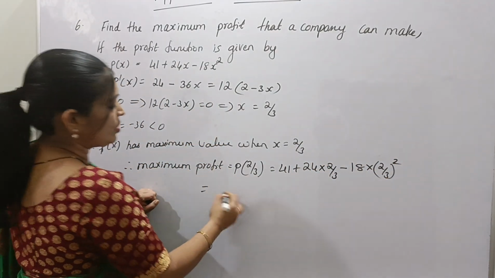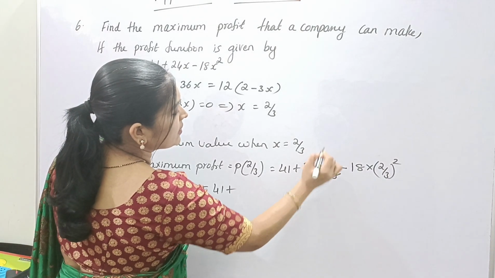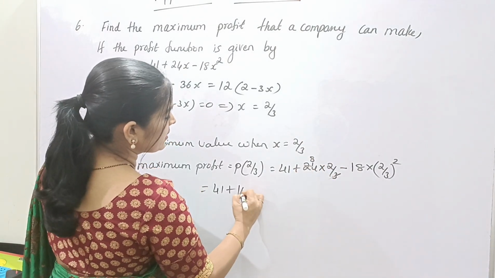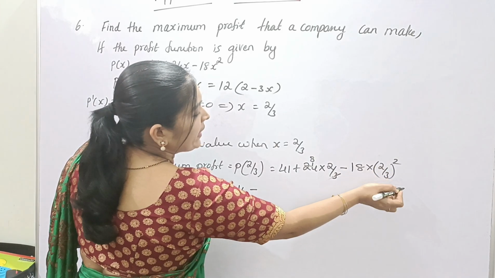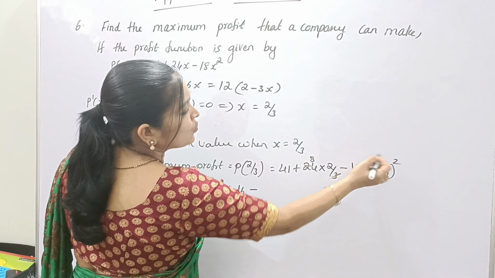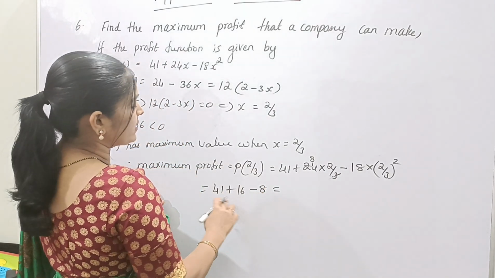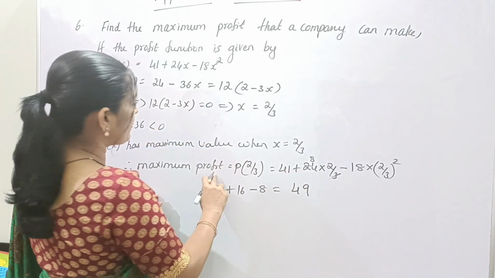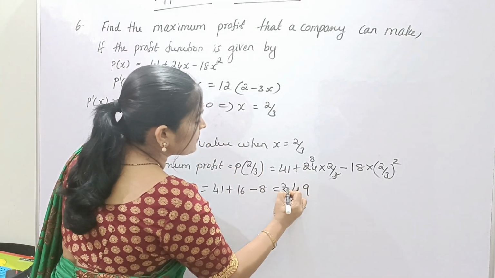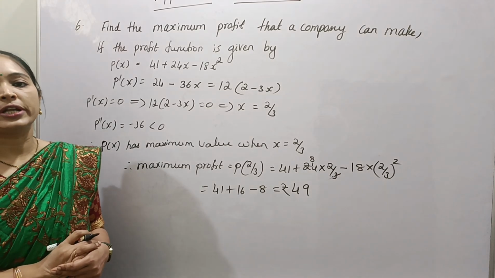That is equal to 41 plus, 3 8s are 24. So 16 minus, 4 by 9, right? So 9 2s are, so 2 into 4, 8. That is equal to 16 minus 8, 8. So 41 plus 8 is 49. So maximum profit, so rupees. Okay. So maximum profit is rupees 49.